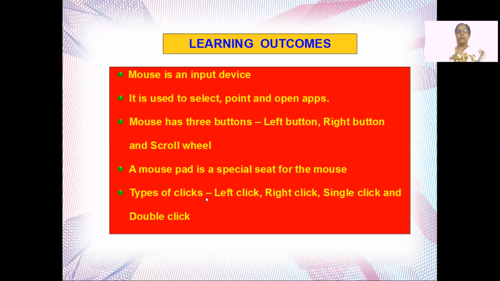We have different types of clicks. The left click is used to select an object or anything. The right click is used for a shortcut menu. A single click again is used for selecting anything, a file, a folder. Double click is to open the file or a folder.